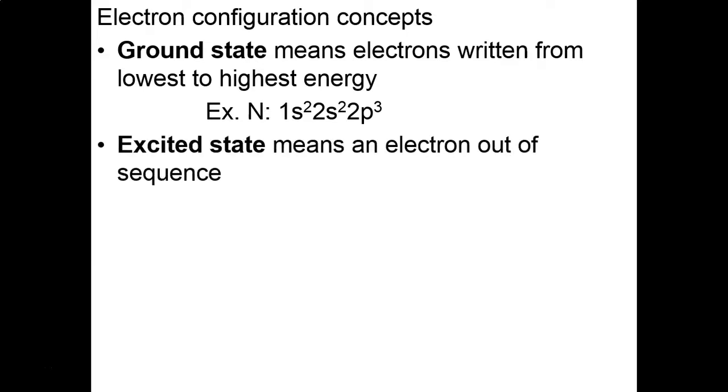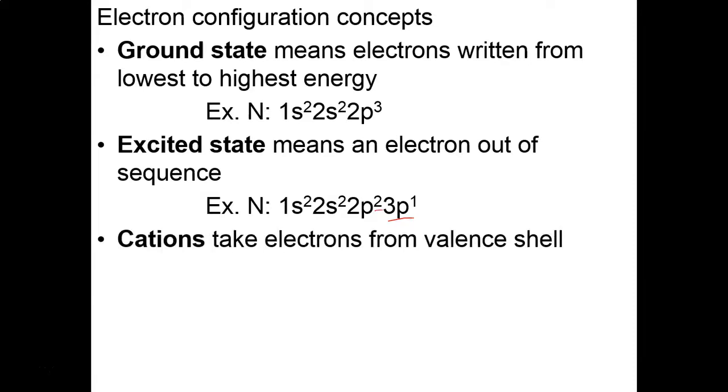Excited state means something's out of sequence. So instead of seeing all the electrons fill in the order they're supposed to, something's going to be out of sequence. What happened here for nitrogen, we took a p electron and jumped it to the next shell. It could be the 3p, it could be the 3s, it could be 4, 5, 6, it doesn't really matter. The way you could always tell excited is that it's got the correct number of electrons for that element, but they're not filled in order. That's the only thing you need to pay attention to.